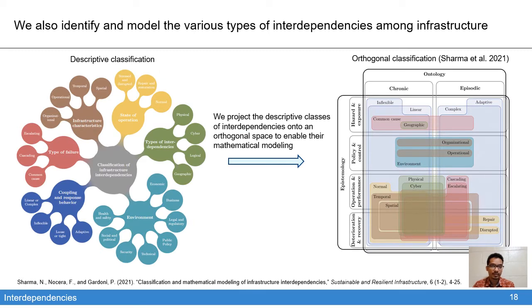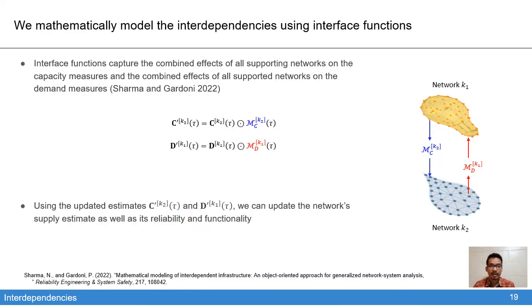In addition to performance assessment, we also identify and model the various types of interdependencies among infrastructure. We achieve this by developing an orthogonal classification of infrastructure interdependencies and then developing the mathematical formulations to efficiently model each class. We mathematically model the interdependencies using interface functions. Interface functions capture the combined effects of all supporting networks on the capacity measures and the combined effects of all supported networks on the demand measures.